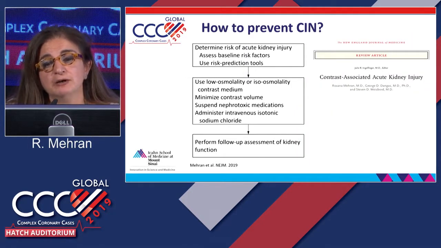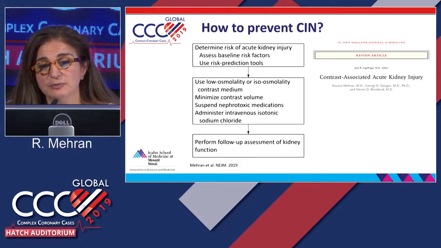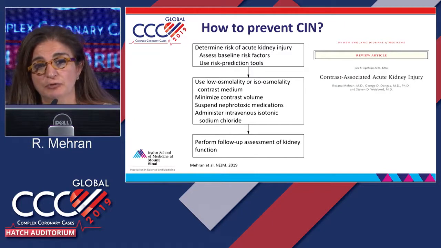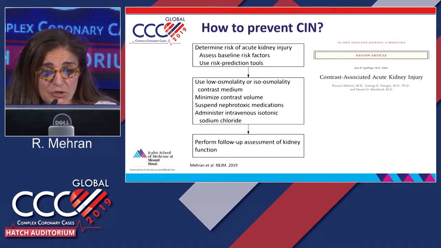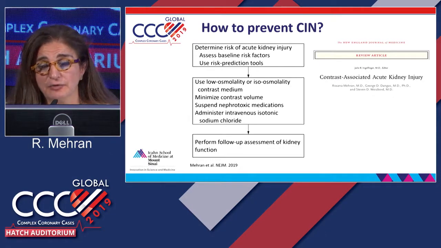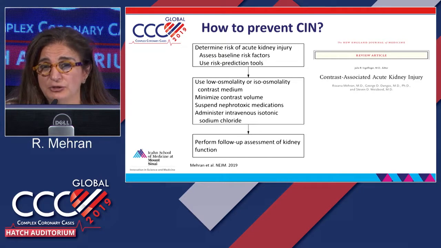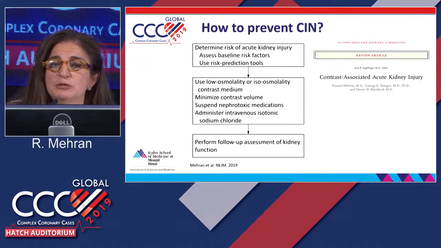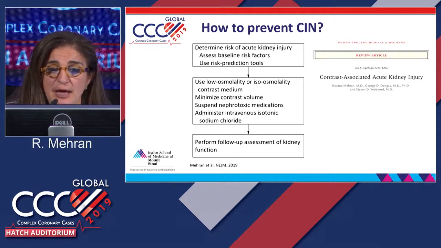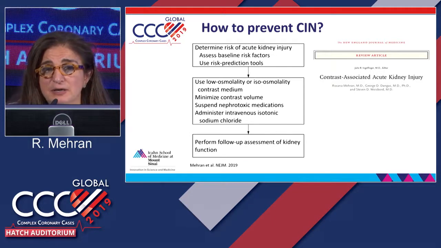How can we prevent contrast-associated acute kidney injury? And this was the working of this review article that we just published on May 30th in the New England Journal. So we divided it into three areas, and I'll go through that. First and foremost is evaluating a patient's risk. And in my mind, every patient is at risk if you don't question and think about the consequences of contrast media injection, which is the basis of what we are doing for our patients. So you need to determine that risk of acute kidney injury, and by that, I mean you have to assess their baseline risk.